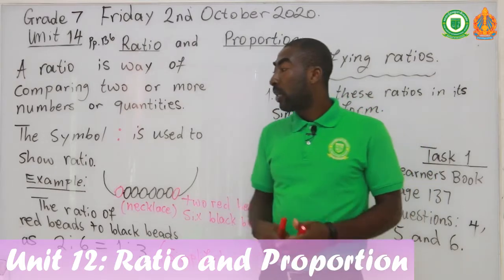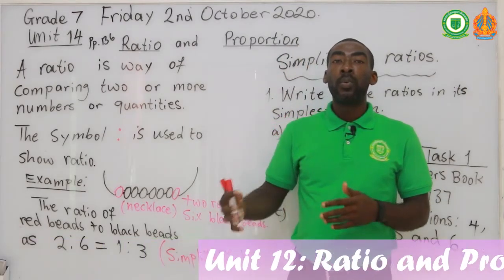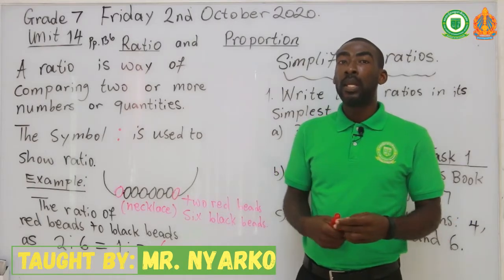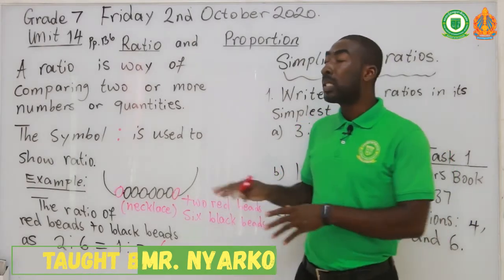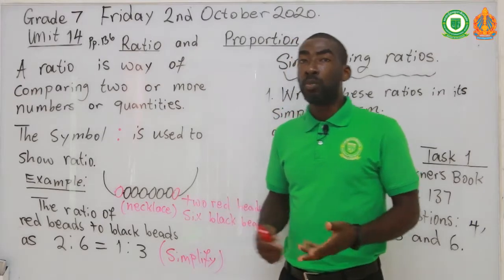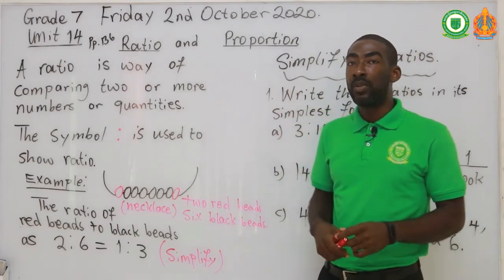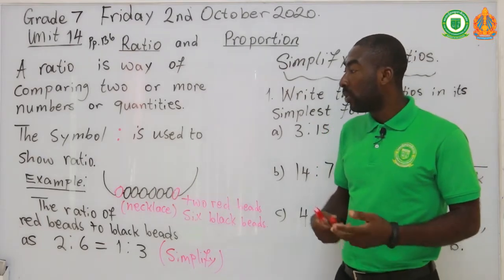Going forward, we're going to know how we can use ratio to compare two or more things, and how we can also simplify our ratio, because we're going to use numbers, and when the numbers are big, we have to reduce them to a smaller unit.